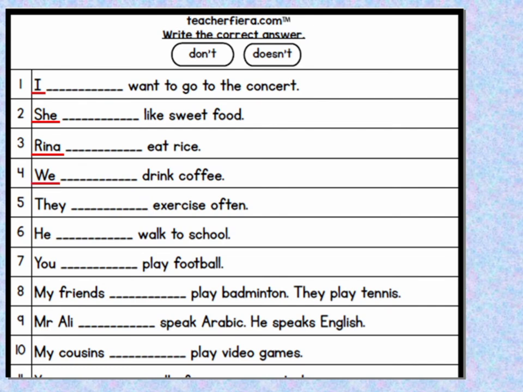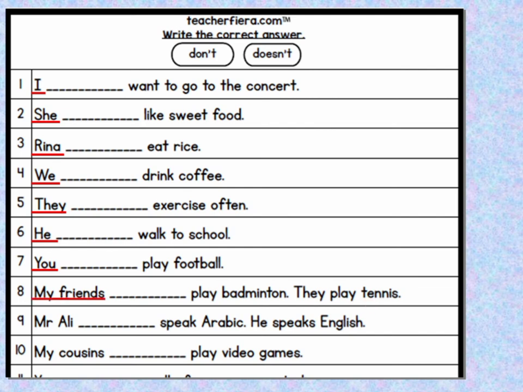Move on to number 5. They exercise often. The subject pronoun is they. Number 6. He walk to school. The subject pronoun is he. Number 7. You play football. The subject pronoun is you. Number 8. My friends play badminton. They play tennis. The subject pronoun is my friends.